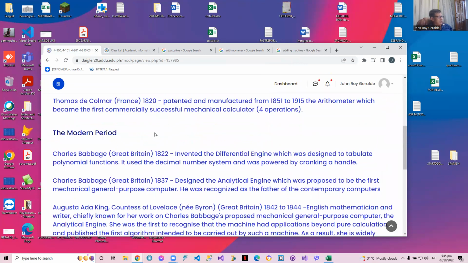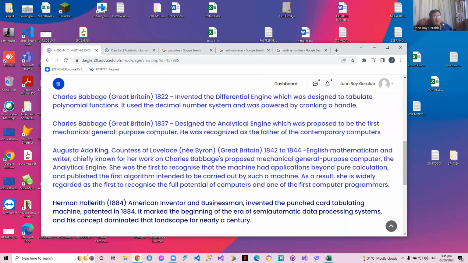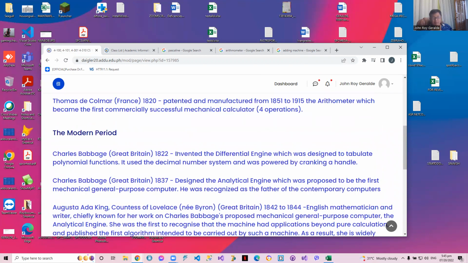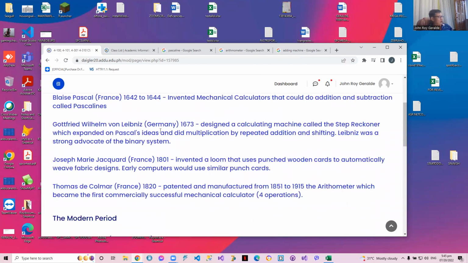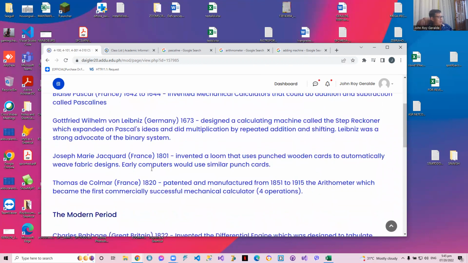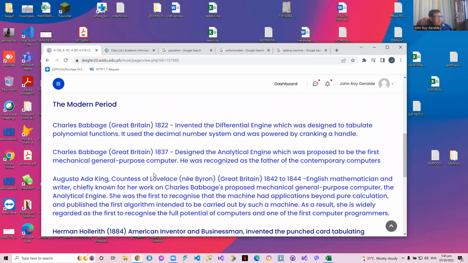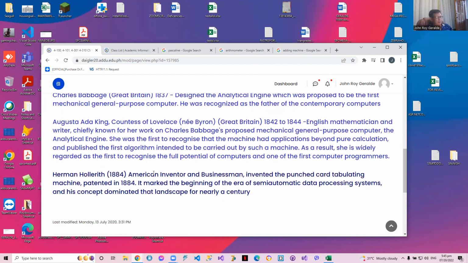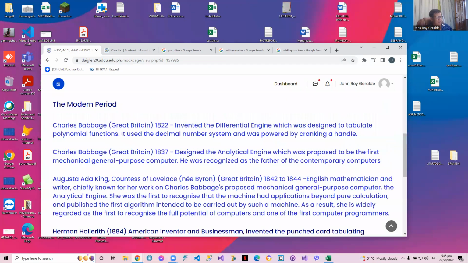Now, during the modern period, the 19th century, 1822, this is where most of the development happened. Imagine, the first computer came about in 1822, early 19th century, in Great Britain. Look at that, all the technologies came from France, Germany, Great Britain. There was not much Russia yet. It all came from France, Germany, and Great Britain in Europe.